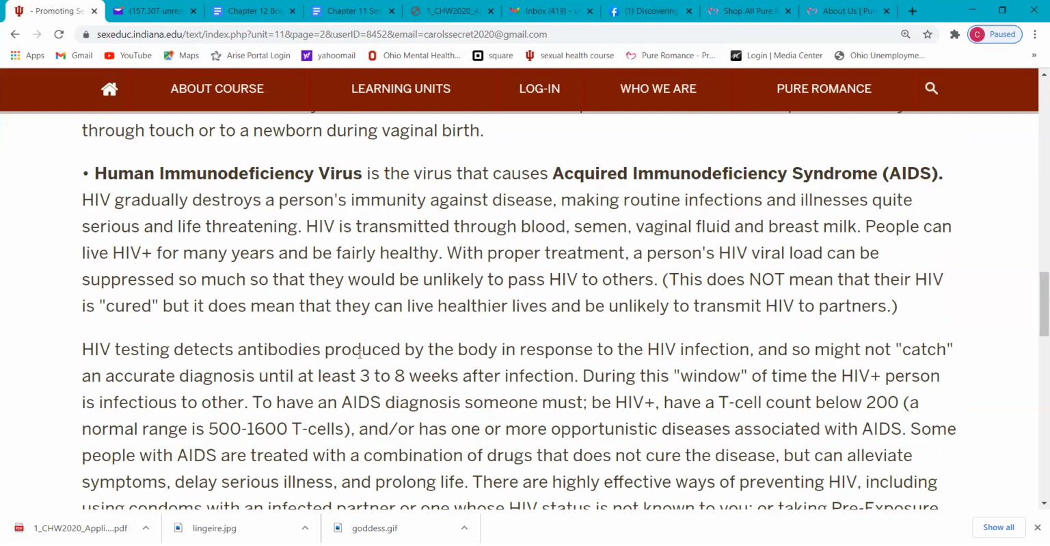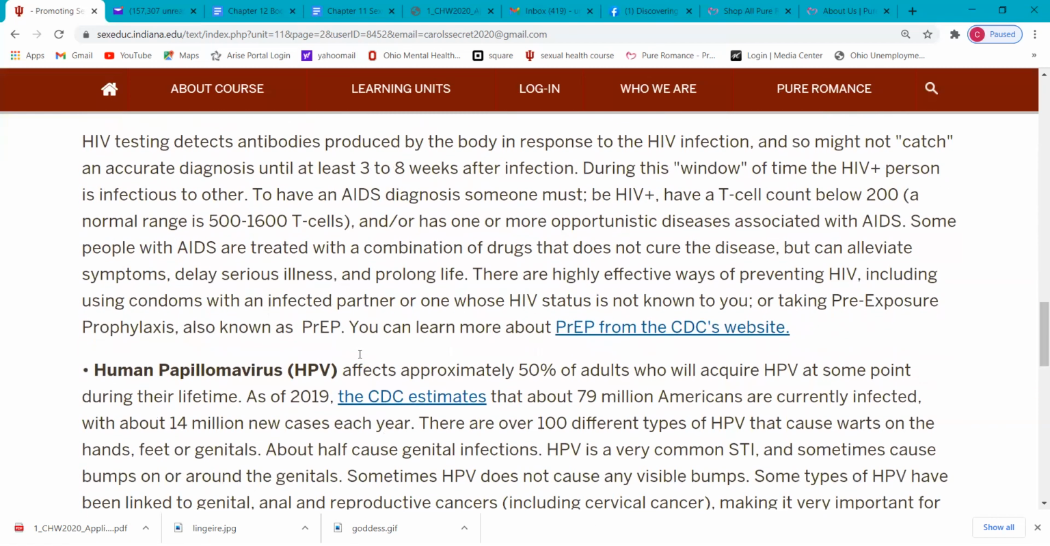People can live HIV positive for many years and be fairly healthy. With proper treatment, a person's HIV viral load can be suppressed so much that they would be unlikely to pass HIV to others. This does not mean that their HIV is cured, but it does mean that they can live healthier lives and be very unlikely to transmit HIV to partners.